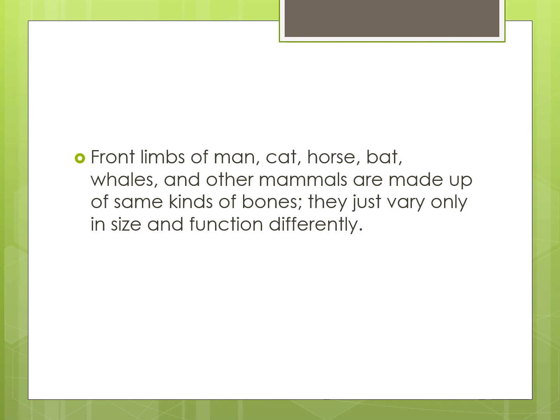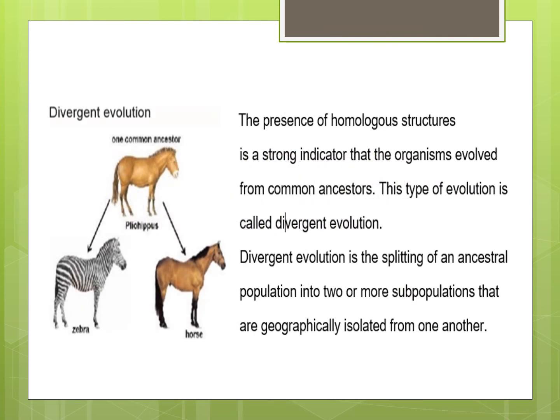Front legs of man, cat, horse, bat, whales, and other mammals are made up of same kinds of bones. They just vary only in size and function differently. The presence of homologous structures is a strong indicator that the organisms evolved from common ancestors. This type of evolution is called divergent evolution. Divergent evolution is the splitting of an ancestral population into two or more subpopulations that are geographically isolated from one another.